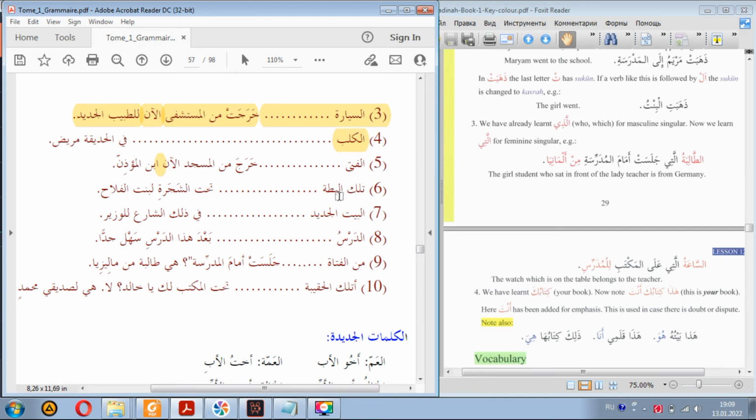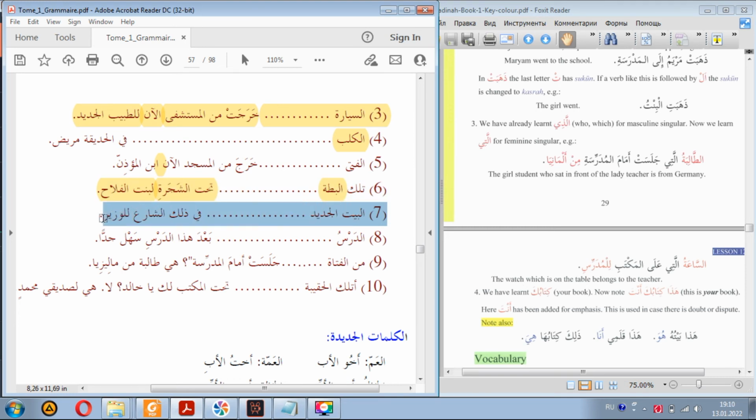تلك البطة التي تحت الشجرة. البطة, the duck. It has ta marbuta in the end, therefore it's feminine. And we say التي. تلك البطة التي تحت الشجرة. That duck which is under the tree belongs to the daughter of the farmer.